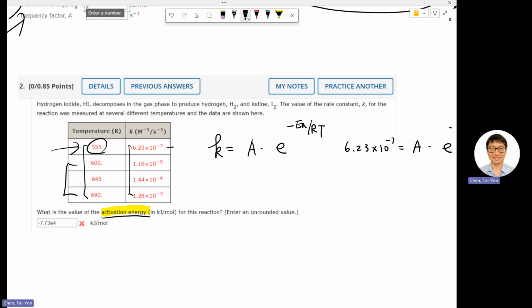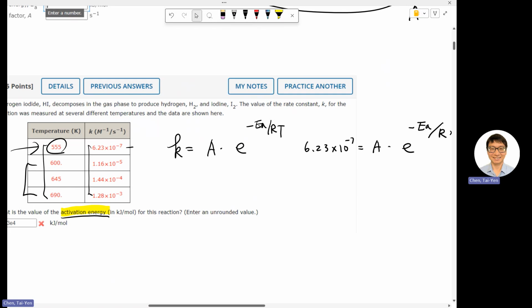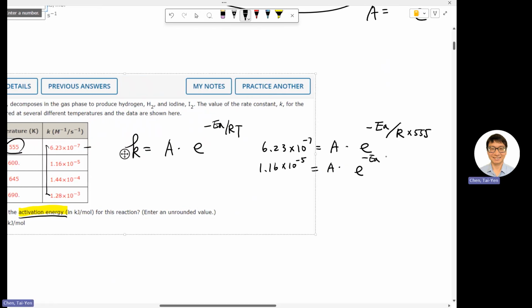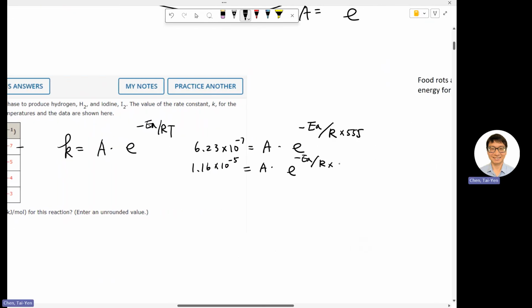It's the same thing, right? So you're going to write out 1.16 times 10 to the negative 5 equals A times exponential of minus Ea divided by R times 600. Okay, so now you have two unknowns and two equations. Can you solve for your A? Can you solve for your Ea? That's all you need to do.